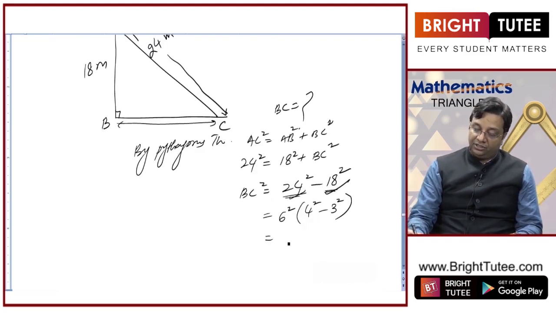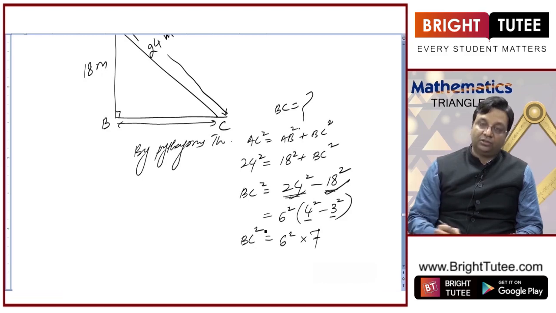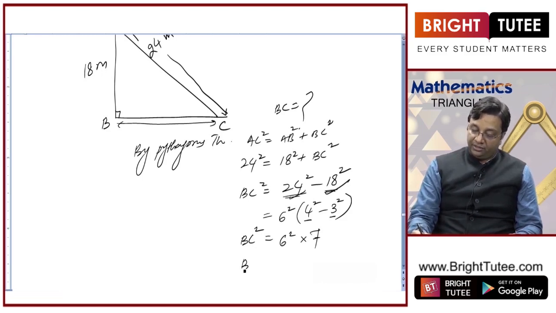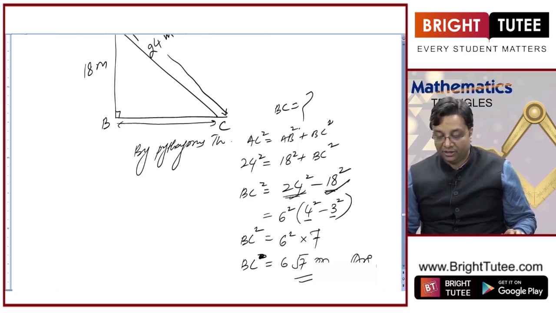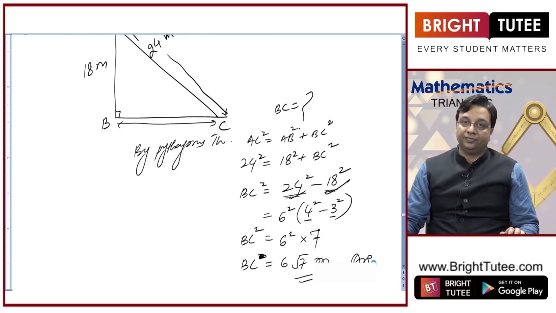So 6 square into (4 square minus 3 square), that is 16 minus 9, that is 7, and it is equal to BC square. So BC square is equal to 6 square into 7, hence BC is equal to 6 root 7 meter, and this is your answer, right?